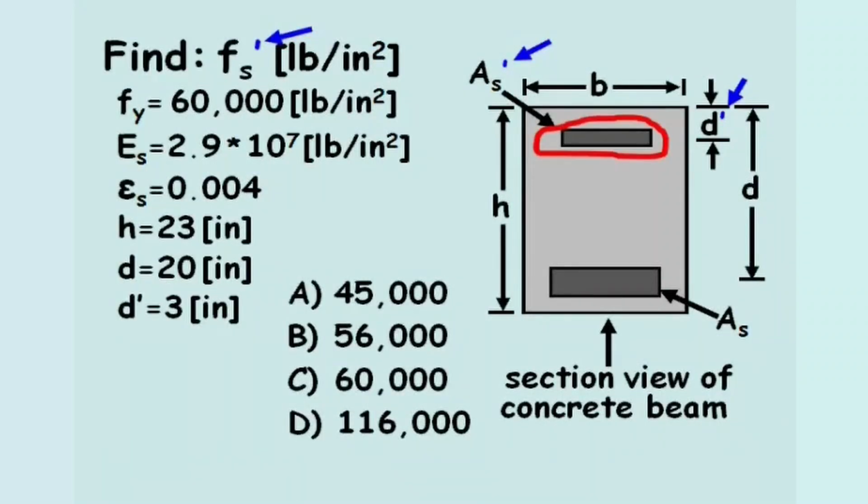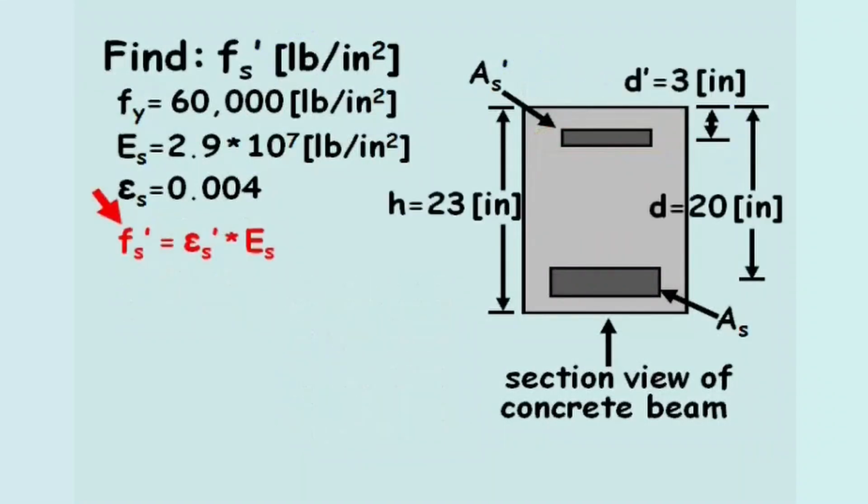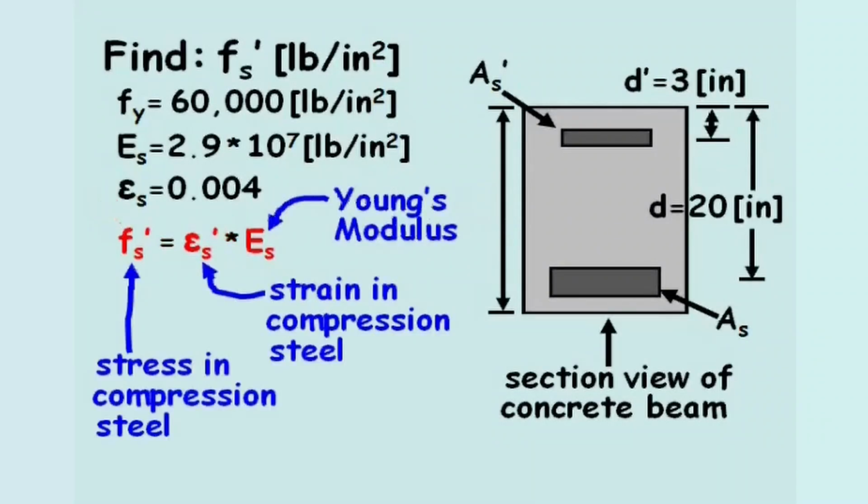The stress in the compression steel, Fs prime, equals the strain in the compression steel, epsilon s prime, times the Young's modulus of the steel, Es. We already know the Young's modulus of the steel equals 2.9 times 10 to the 7th pounds per inch squared. So all we need to determine is the strain in the compression steel.